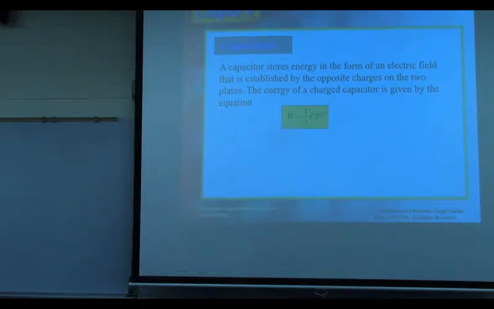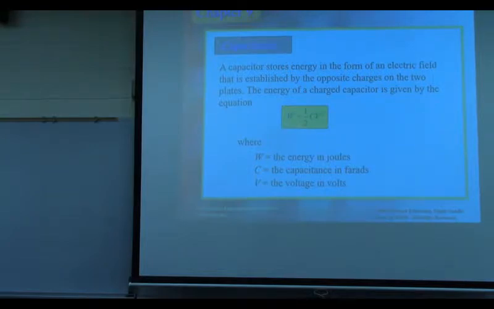So how much energy is stored in the capacitor? The formula is that the stored energy W equals half C times V squared. C is the capacitance in farad, not micro. Keep in mind, we use the standard unit. V is in volts, and W is in joules.